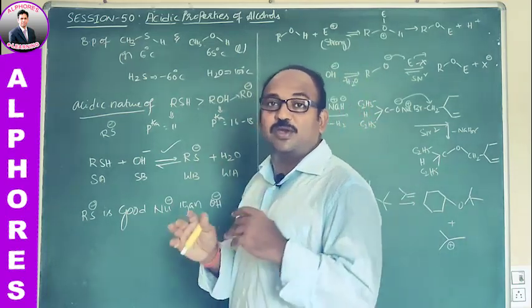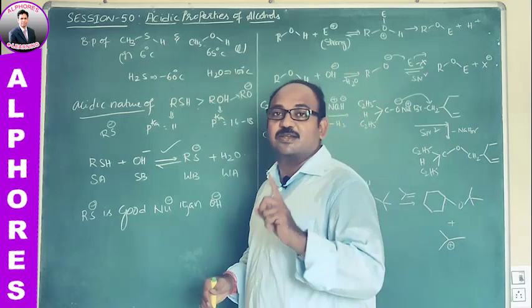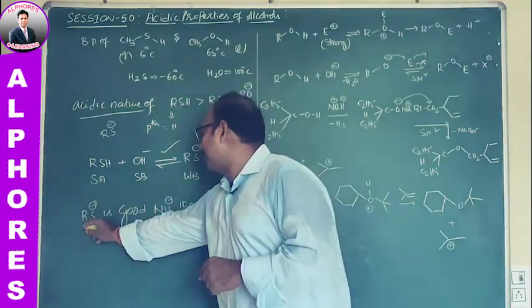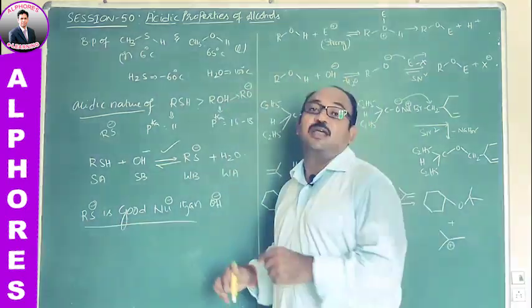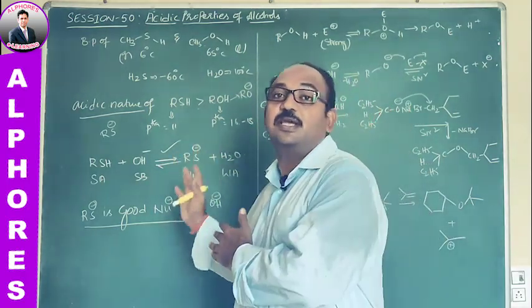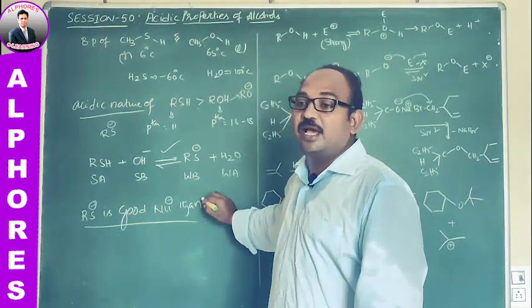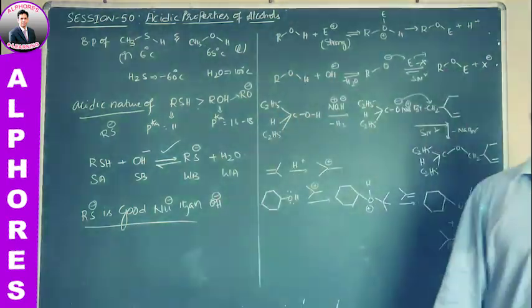So being a weak base, what we are saying is that in general basicity is proportional to nucleophilicity, but here it is contrary. Here RS minus is a better nucleophile than RO minus. RS minus has a better nucleophilic character than RO minus.